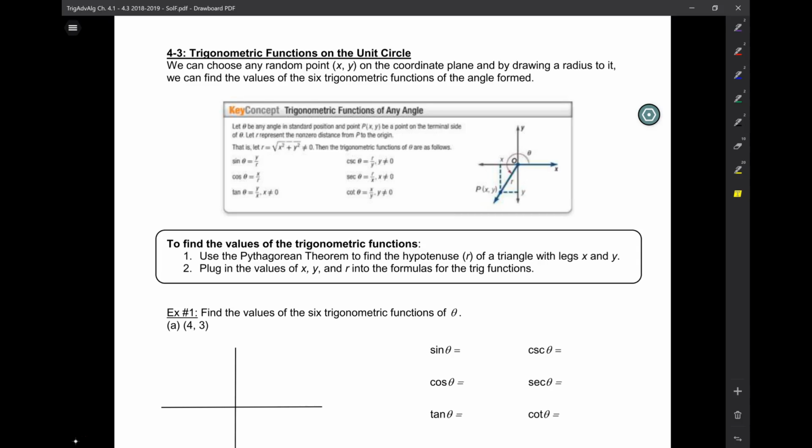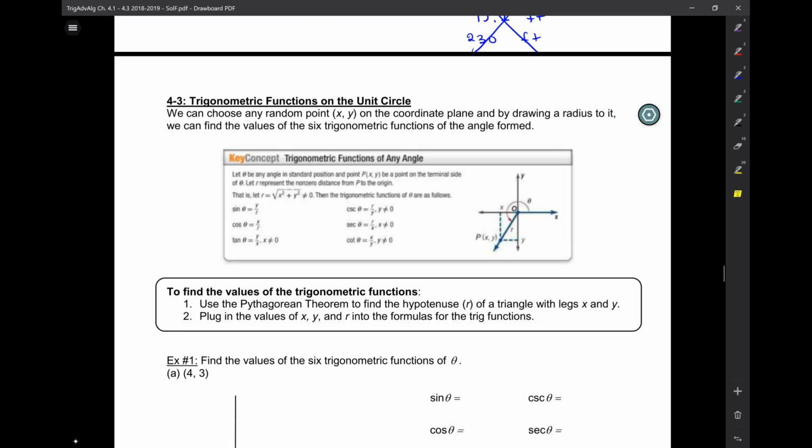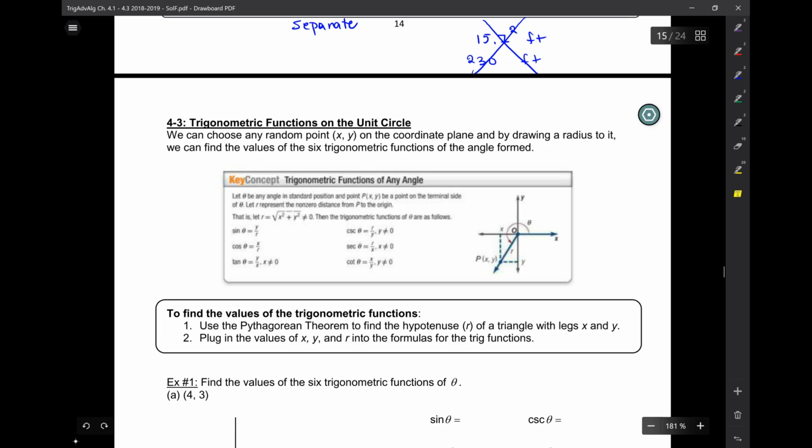We're going to start looking at angles and trig functions on the unit circle. What we're going to start with is this. Suppose you have any point on the unit circle, like, for example, the point (4, 3).